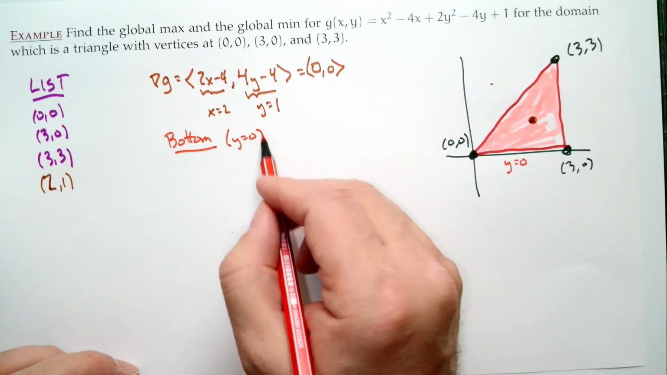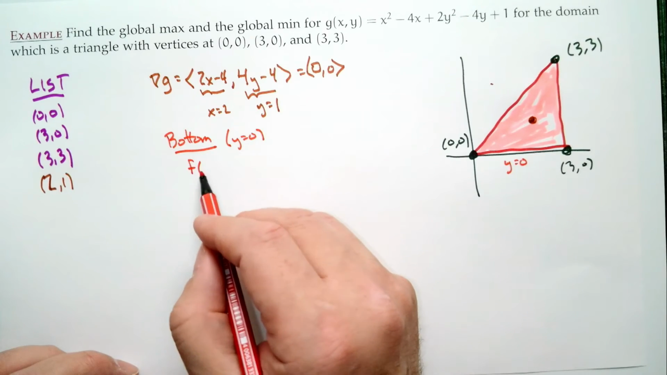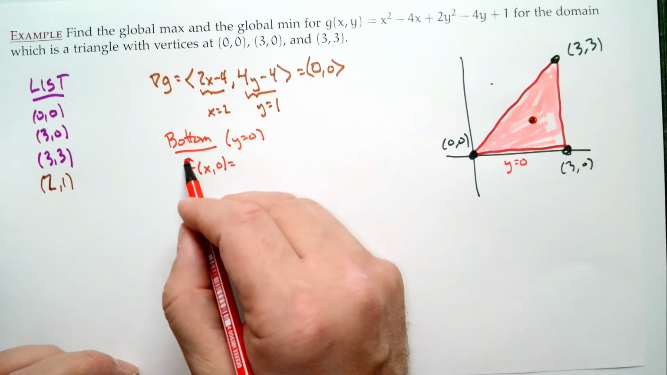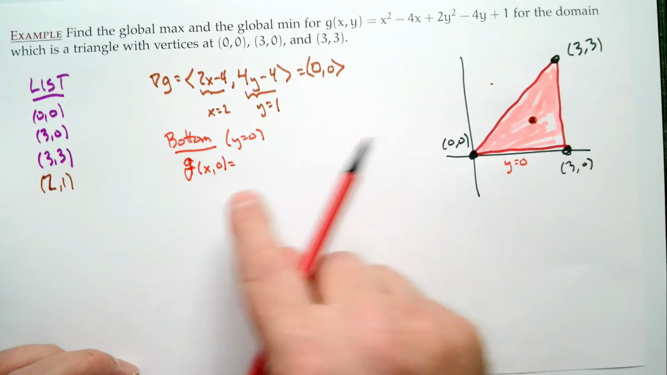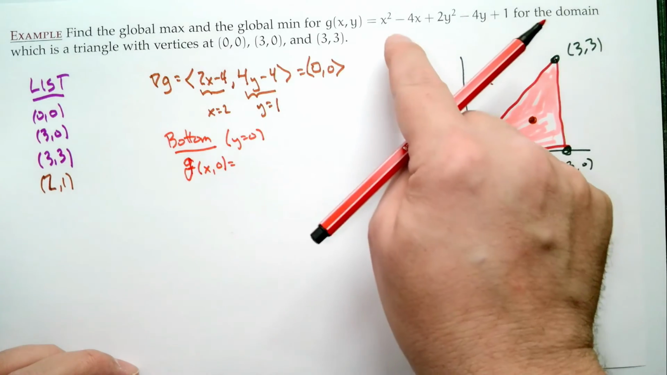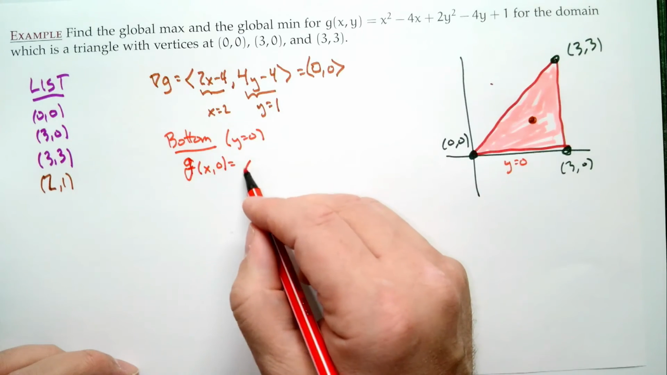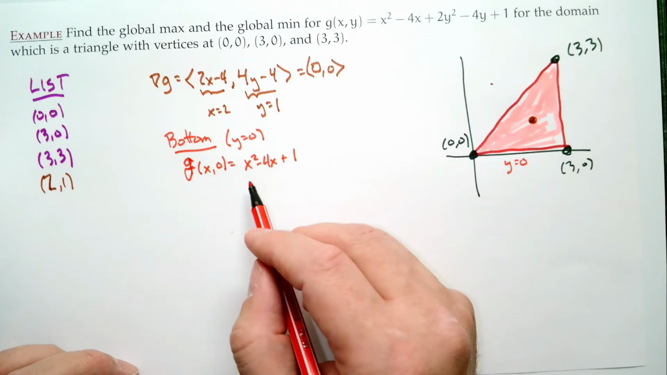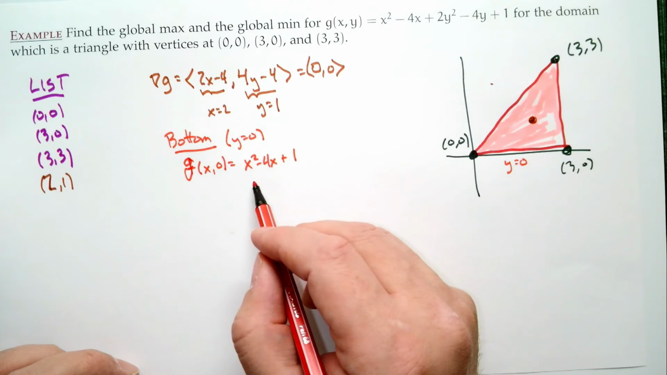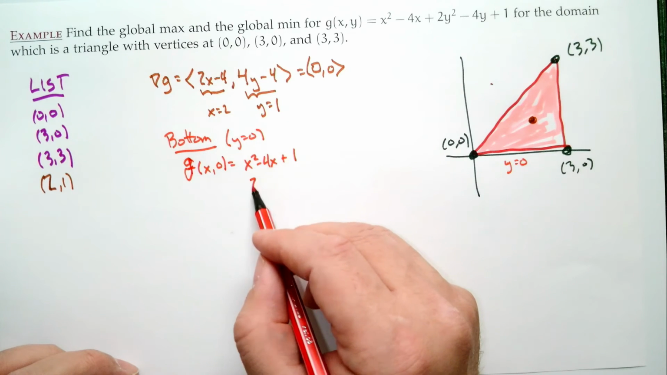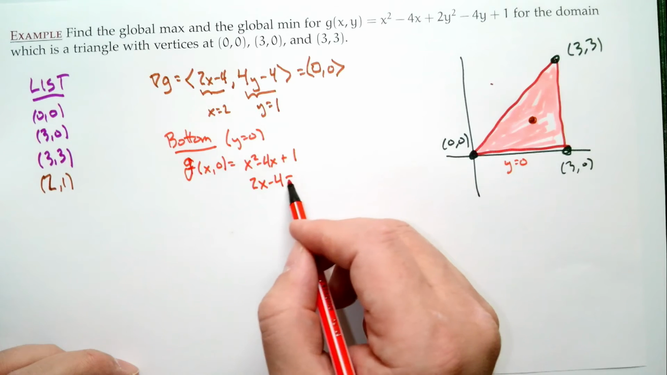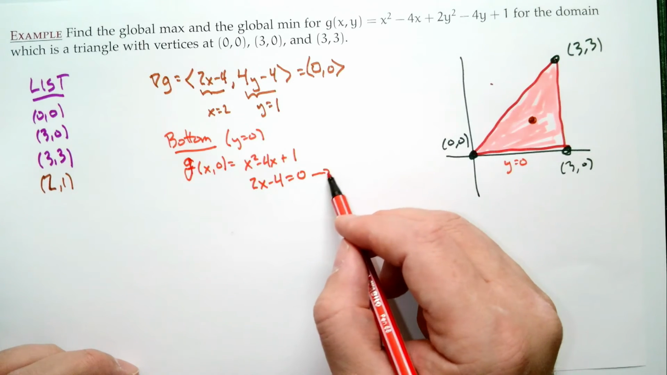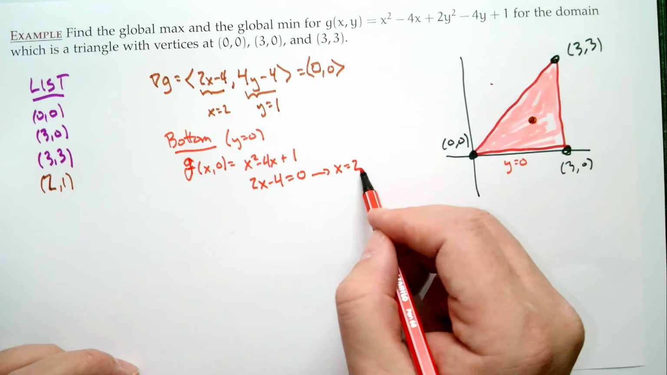this is y equals 0. So we make this g of (x, 0). Not f, g. There we go, very fancy g. So everywhere we see a y, we put a 0. So we get x squared minus 4x plus 1. Take the derivative. What do you get? 2x minus 4. Set that equal to 0, and we end up with x equals 2.